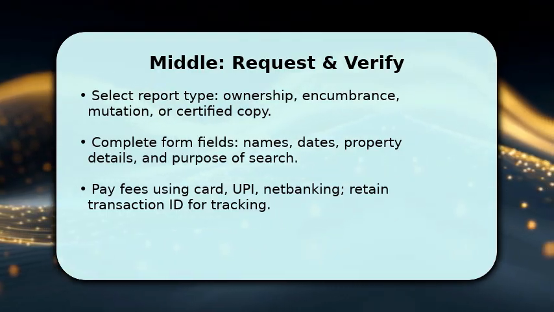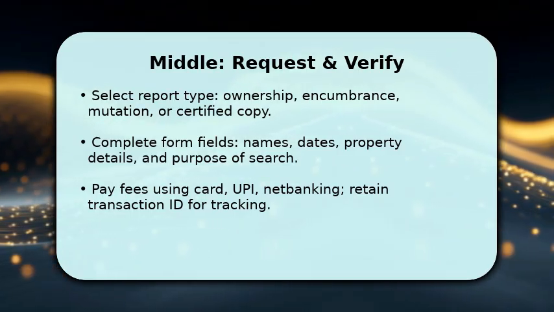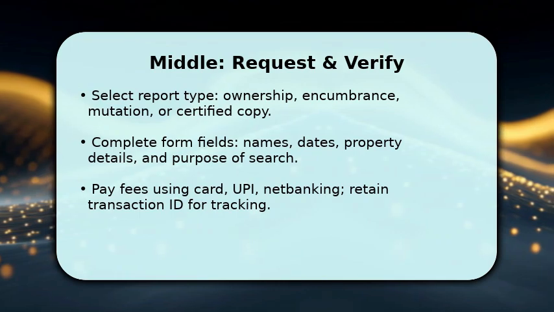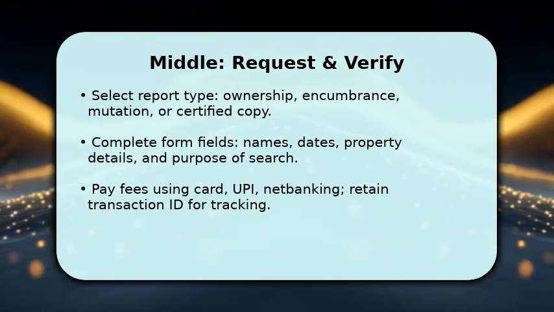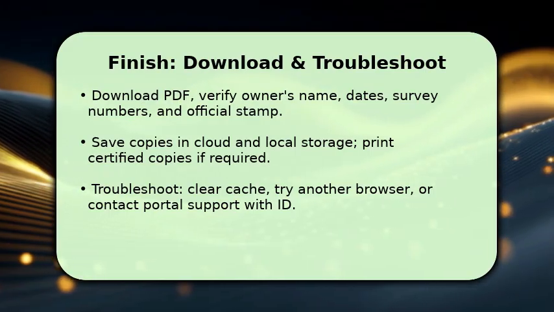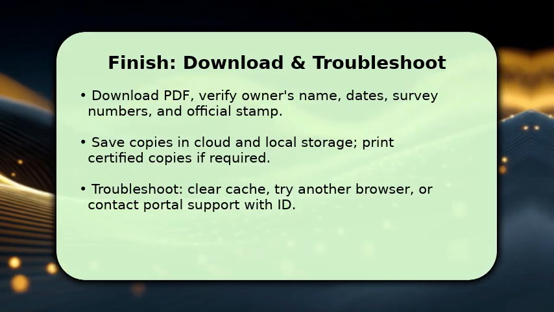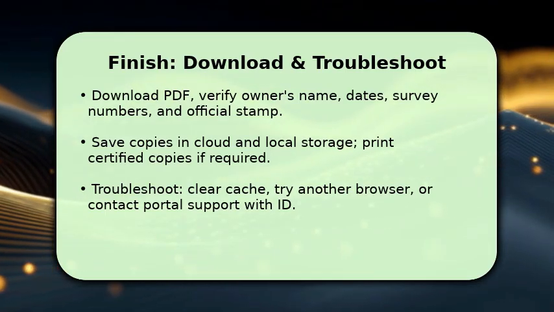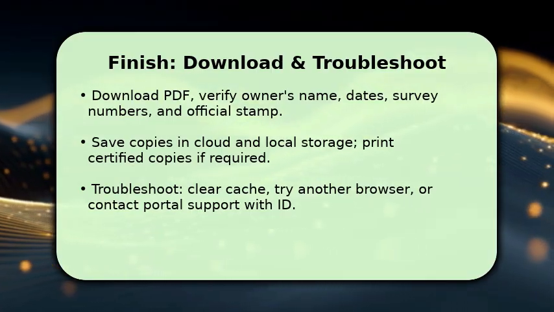After payment, the portal will generate a processing reference, note it, and wait for the system to compile the search report. Finally, download the generated search report PDF and inspect core fields, owner name, survey numbers, mutation entries, and the official stamp, because these validate authenticity. Save one copy to cloud storage and another locally. Print a certified copy if your transaction requires physical submission.